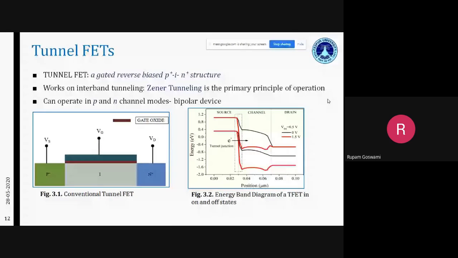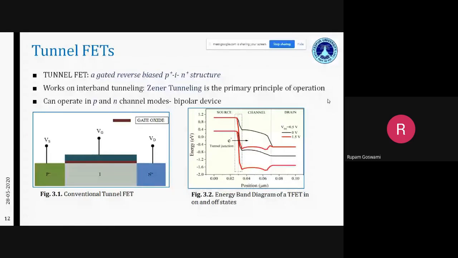And Zener tunneling is the primary principle of operation, and it has two modes of operation. So it is a bipolar device, with p and n channel modes, depending on the bias which you apply to its terminals. So in this webinar, we will be restricting our discussions to the n-type TFET only.